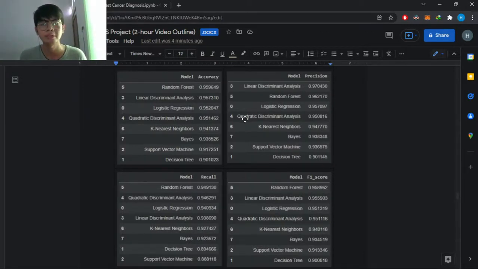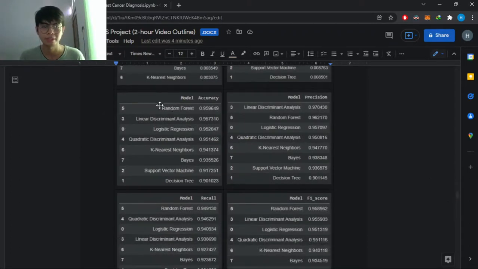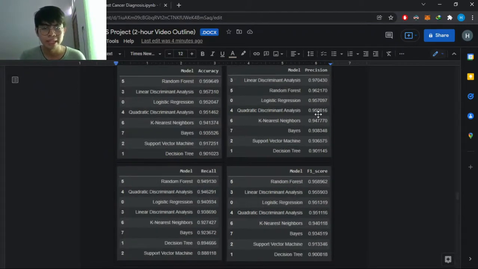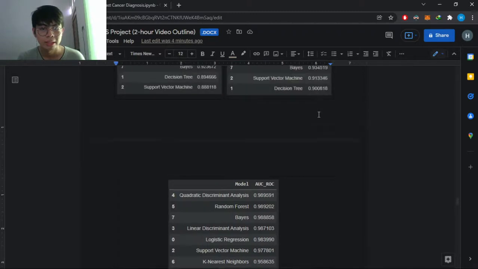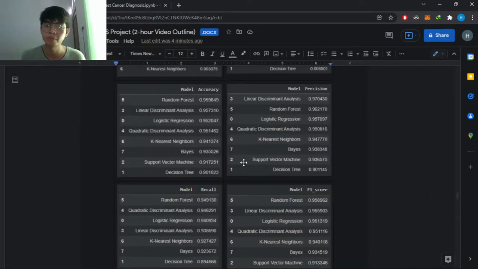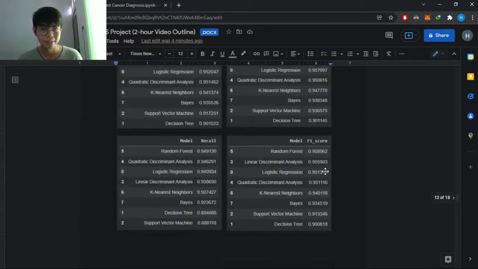Again, random forest comes out on top. Linear discriminant analysis comes out on top because the one above here is sorted by accuracy, and of course it's going to be the same here. For precision, we actually have linear discriminant analysis. For everything else, random forest most of the time comes out on top. For example, it comes out on top three times: on accuracy, recall, and F1 score. And for AUROC, it comes out second place.